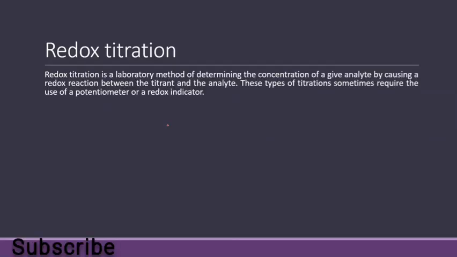Now we'll talk about redox titration. Redox titration is a laboratory method for determining the concentration of a given analyte by causing a redox reaction between the titrant and the analyte. You have to keep in mind that if we are talking about redox titration, there must be a reducing and an oxidizing agent present in the titrant or in the analyte. This type of titration sometimes requires the use of a potentiometer or a redox indicator.